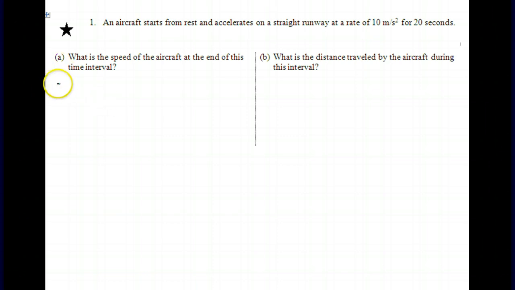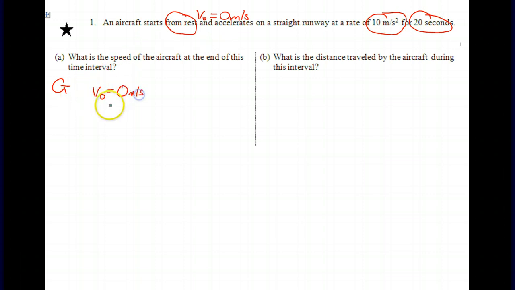Well, when we start going through our GUESS method, let's look at our givens. It's accelerating from rest, and this is important, from rest. That implies that the initial velocity of the aircraft is 0. And it's on a runway accelerating at a rate of 10 meters per second squared for 20 seconds. So our initial velocity is 0, your acceleration is 10 meters per second squared, and you have a time of 20 seconds.